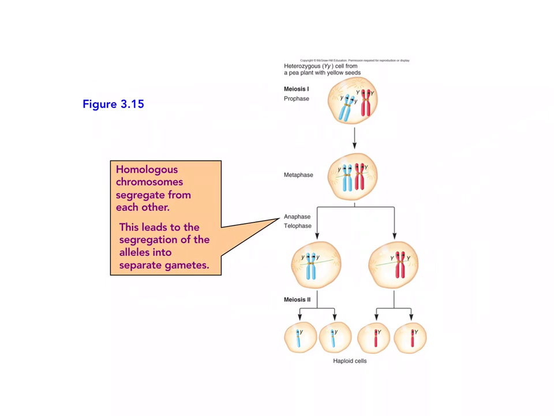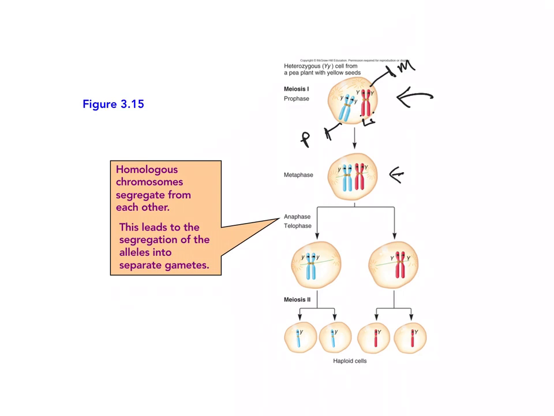Okay, so let's look at how segregation works. Here we have a cell that's going into meiosis 1. We've got our sister chromatids, each individual chromatid of a homologous chromosome. So this chromosome is homologous to the second chromosome, and we can say that this is of maternal origin and this is of paternal origin. And then we have our sister chromatids.